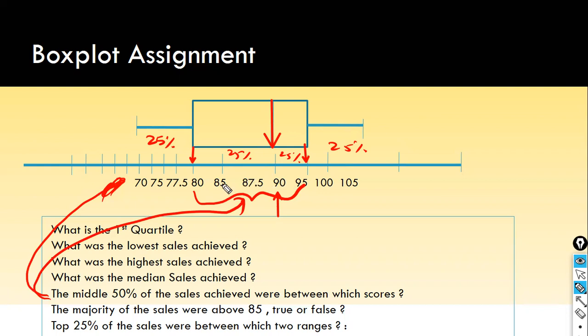And the next one is very, very tricky. Let me see how many of you can give the correct answer. Majority of the sales were above 85. Is this true or false? You need to justify that. Majority of the sales were above 85. Say either yes or true. Prem says true. And how about others? Fatima says true.